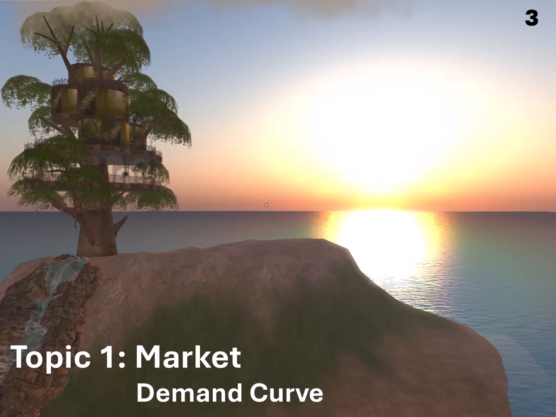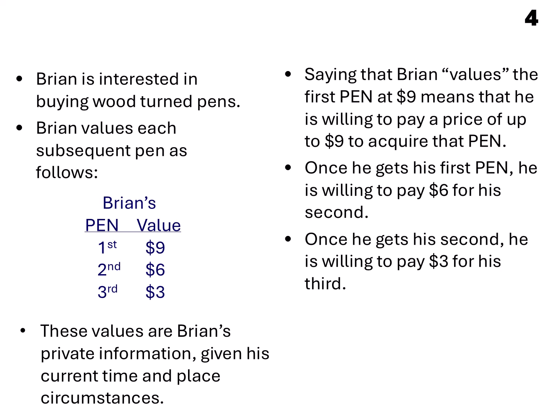Slide 3. This lecture builds the market demand curve from the individual values of buyers. Slide 4. We will consider a market for wood-turned pens and look at Brian as a potential buyer. We imagine Brian will go to a particular woodturner and commission a pen from them. Brian has different reservation values for each pen as follows.